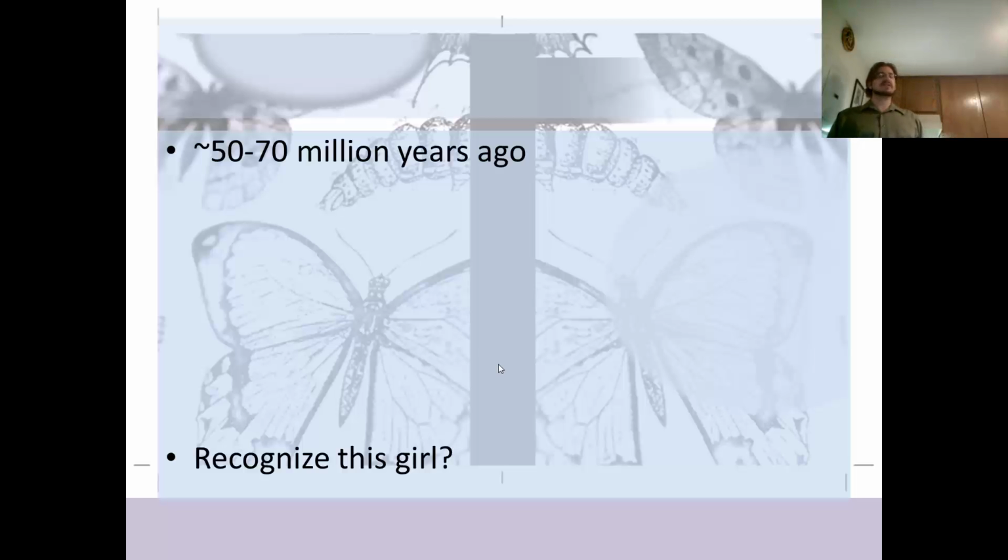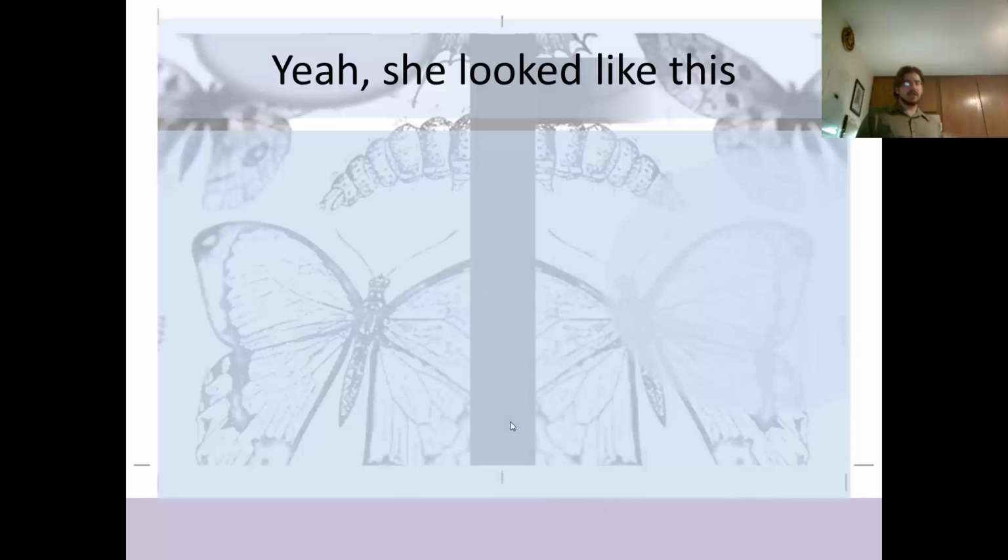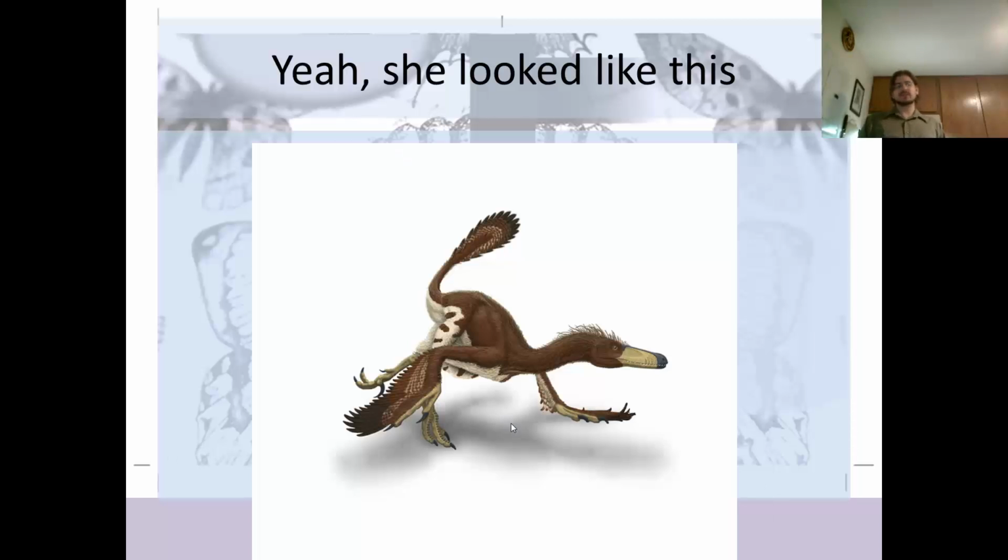50 to 70 million years ago. All right, let's get into some dinosaurs that you guys know and love. Her, right? Clever girl. The Velociraptor from Jurassic Park. Ooh, scary monster. Yeah, this is not what she looked like, though. This is what she looked like.